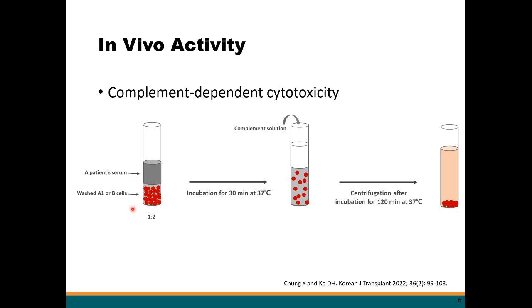The test sample of interest is incubated with A or B cells. After appropriate incubation time, human complement solution is added, followed by secondary incubation. If the complement system is activated, the target red cell would be destroyed, that is, hemolysis. We can easily measure the free hemoglobin level in the supernatants using a spectrophotometer.